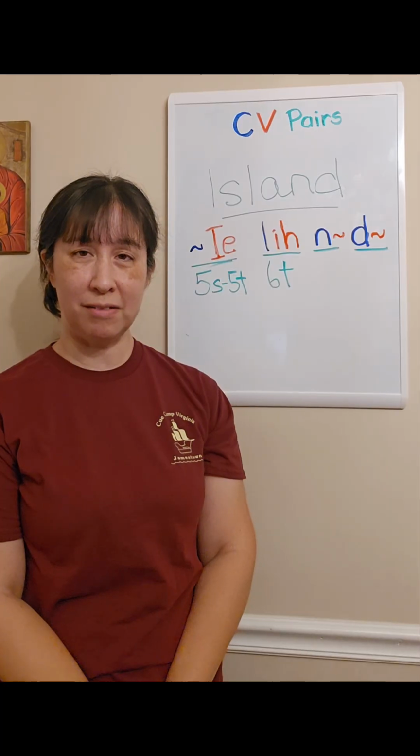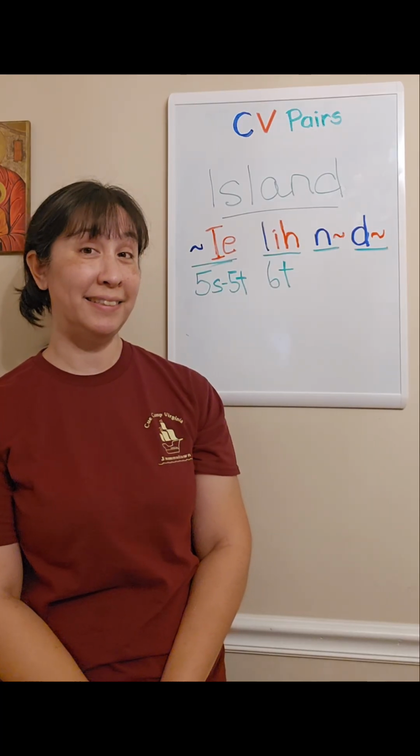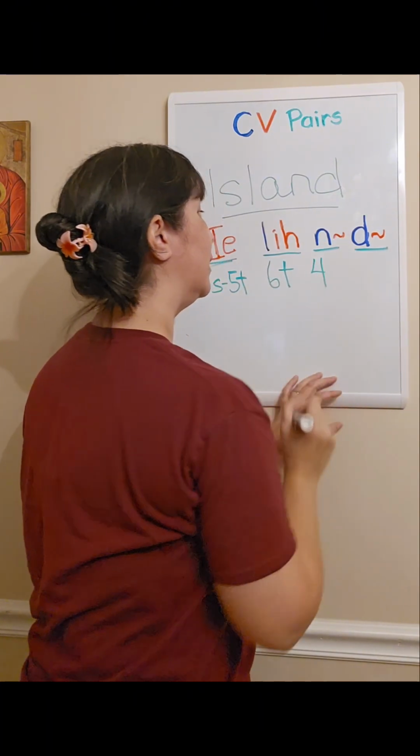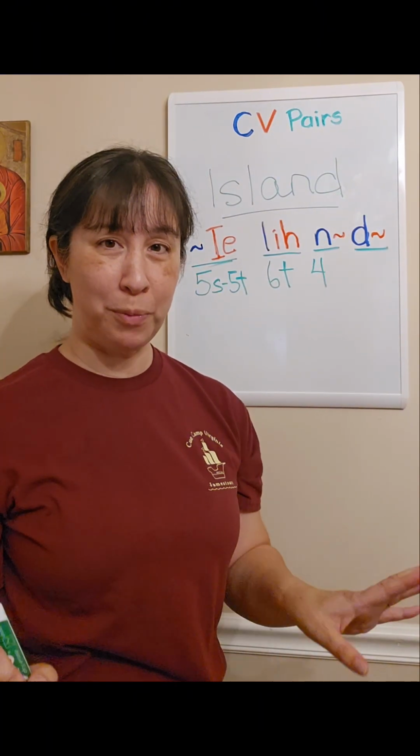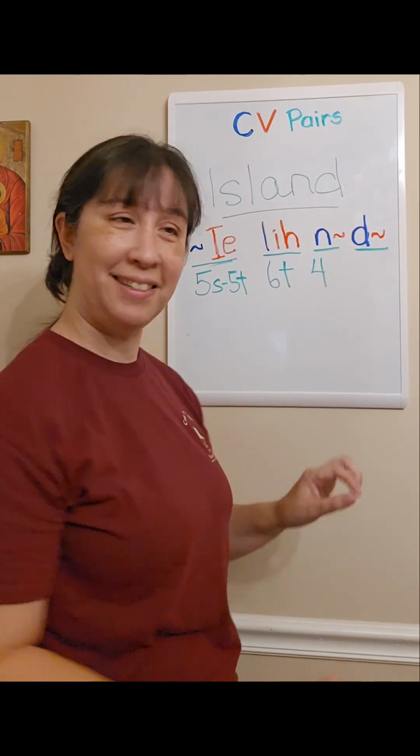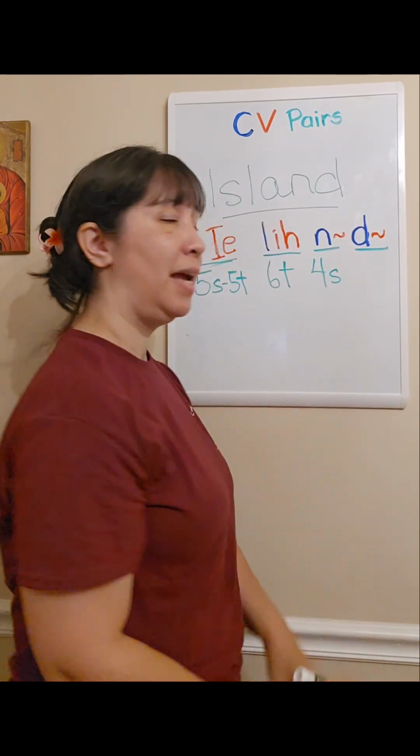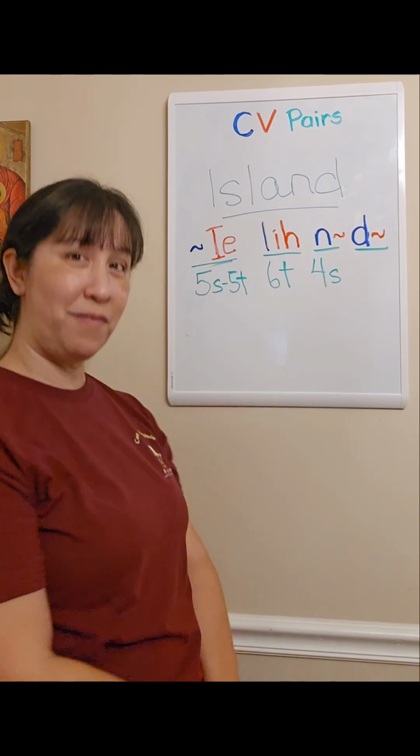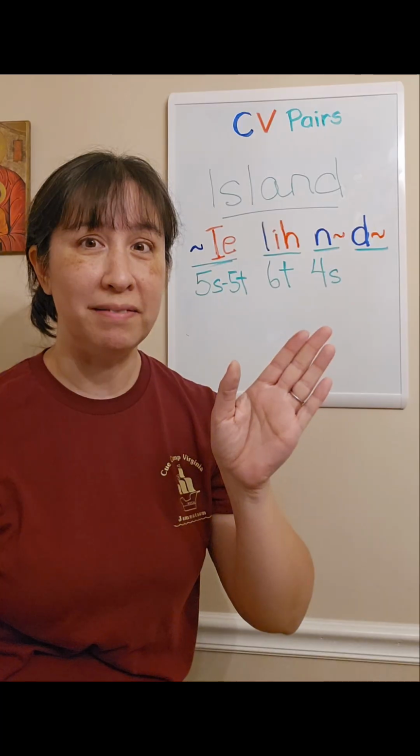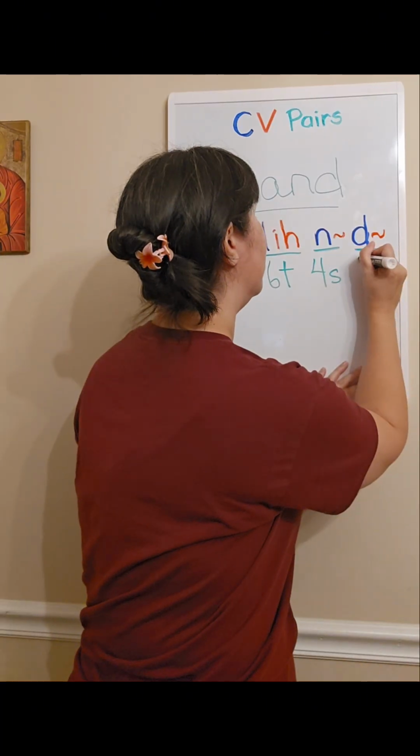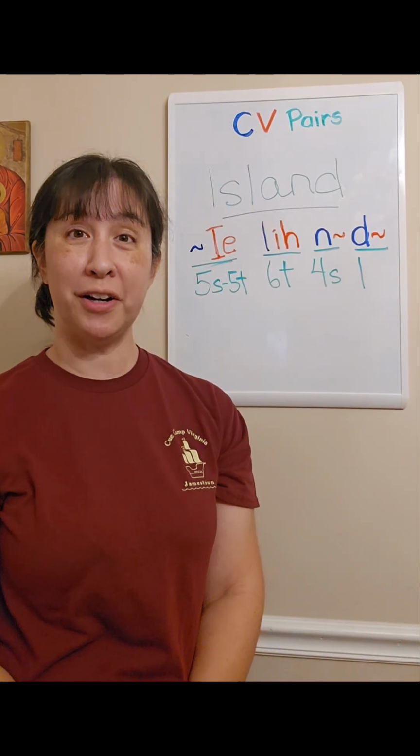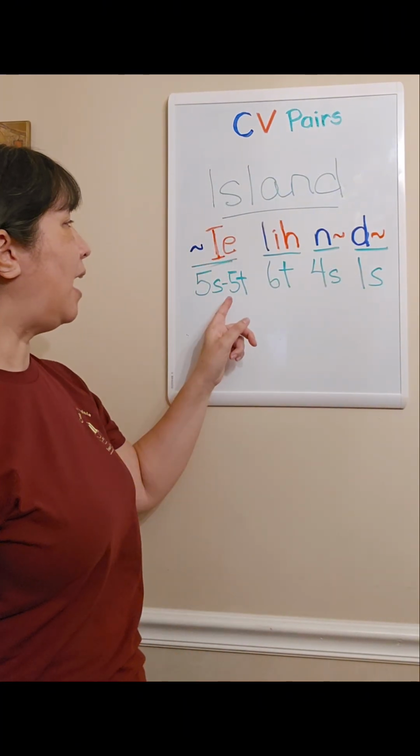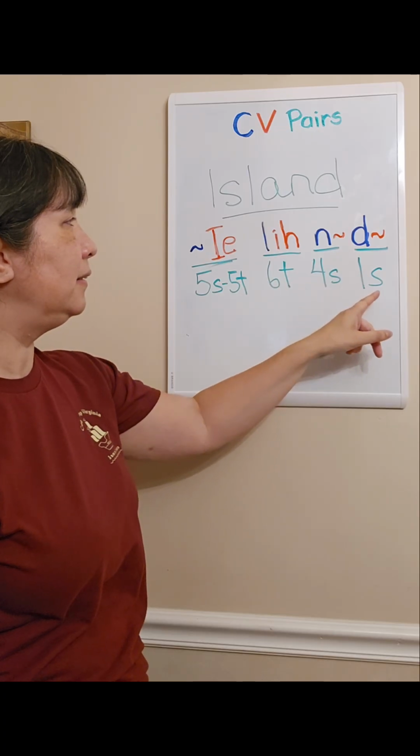The N sound is hand shape 4. And it's by itself, no vowel. Where do you put it? You park it to the side. And D. D is hand shape 1. And you also park it to the side. Island. I, li, n, d.